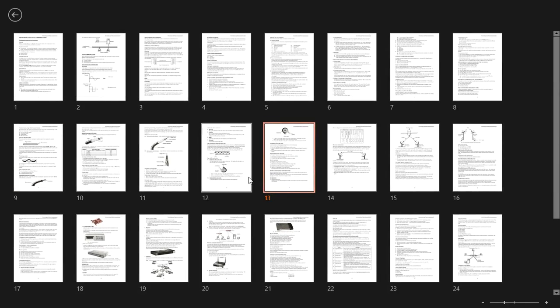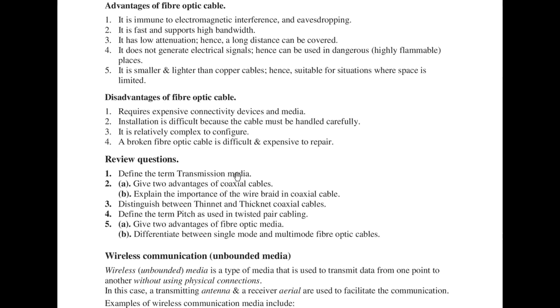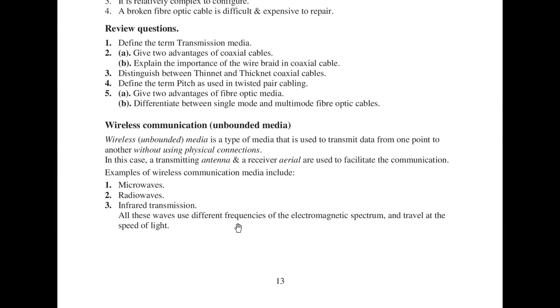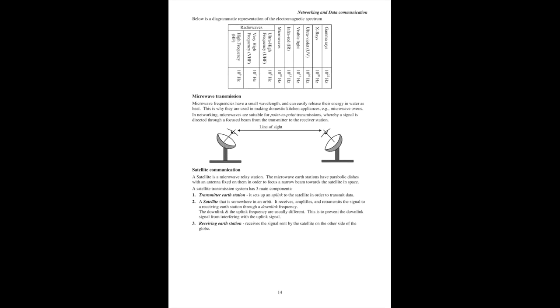So the next point, guys, we have the wireless communication media. We have the unbound media. Examples of wireless communication media include microwaves, radio waves, and infrared. So we can still go ahead and look at how this stuff works.